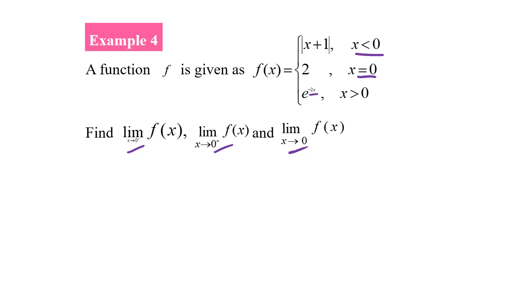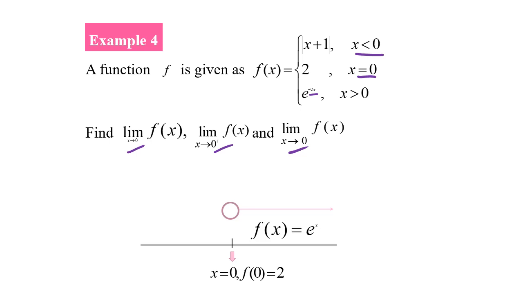But before that, we can sketch the function on the number line. So we have x equal to 0, and for 0 itself, the function is equal to 2. And then the right side of the function is equal to e to the power of negative 2x, and the left side of the function is equal to the absolute value of x plus 1. So to find the limit from the left side, we use the function absolute value of x plus 1. And to find the limit from the right side of 0, we use the function e to the power of negative 2x.